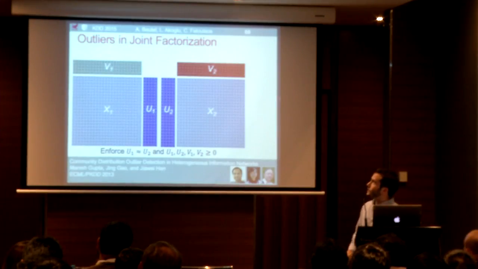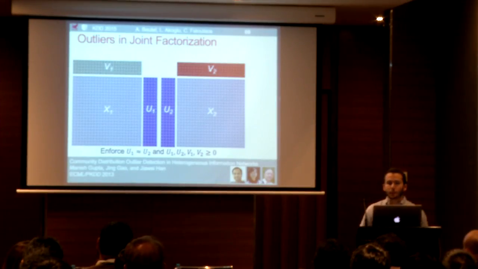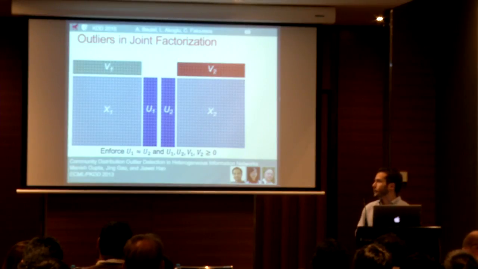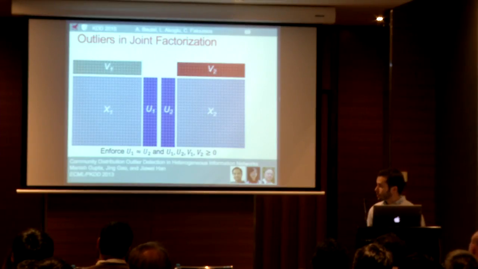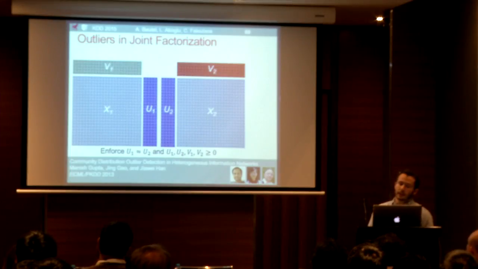The next thing we look at is then what if you have edge attributes? So you have this coupled matrix structure. This is some work by Manish Gupta, Jing Gao, and Xiaowei Han.